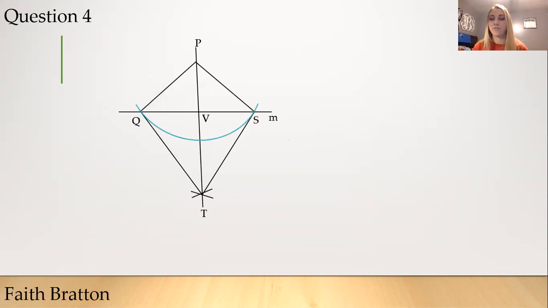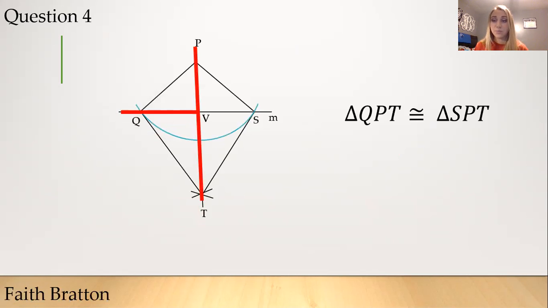On this figure, we have a line from M and a point P, an arc centered at P that intersects the line in the 2 points Q and S, and 2 arcs of equal radii centered at Q and S intersecting at T. Our first question is demonstrate why triangle QPT is congruent to triangle SPT. The relationship is true because line PT, as you can see, is congruent to itself, which satisfies the SSS property.